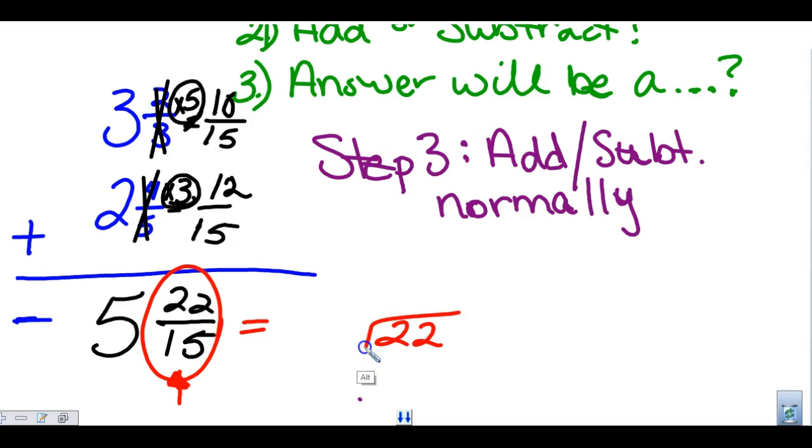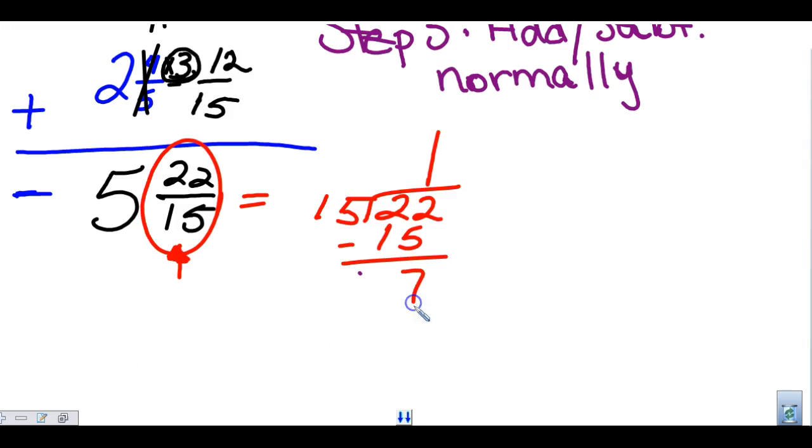Finishing up here, we're going to figure out if we have 22, how many 15s can we take out? We can take out one group of 15. That's one whole pie for all intents and purposes. So 22 minus 15 is going to be 7. What this means is in this fraction here, we have 1 whole and 7/15.